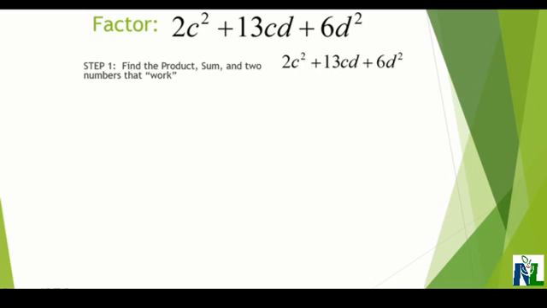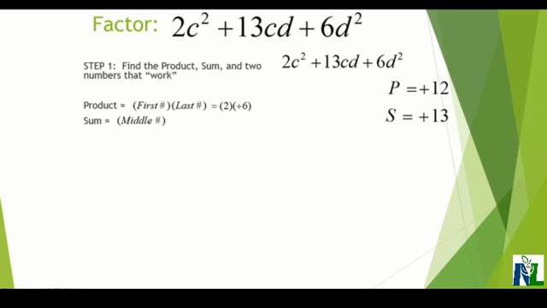on the right-hand side. To find the product, we must multiply the first number by the last number, in this case 2 times positive 6. We don't look at the variables until we start separating in step 2. In this case, our product is positive 12. The sum is found by looking at the middle number. Once again, not the variables, just the number. So our sum is positive 13.